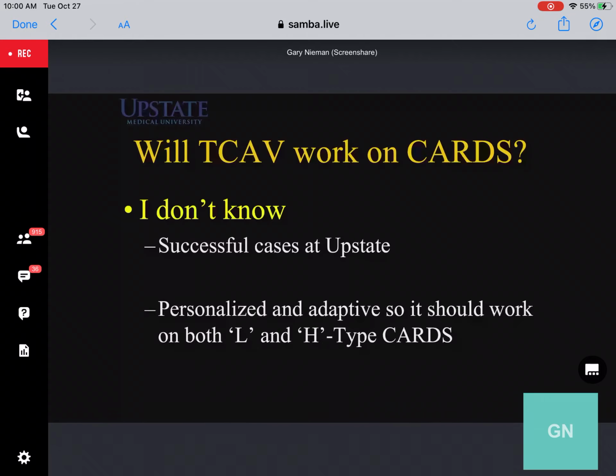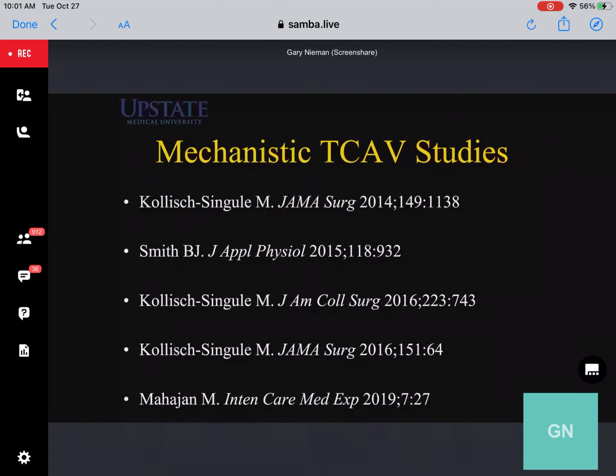Since TCAV is personalized adaptive, it should work just as well for the L to the H type. It's going to give you low tidal volume. It's going to give you low pressures and higher volumes in the L, and higher pressures and lower volumes in the H until the lung opens up. However, I don't believe that TCAV is going to fix these perfusion abnormalities. That's a problem we have to worry about in the future.